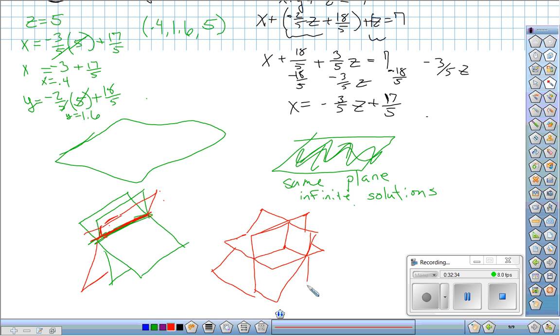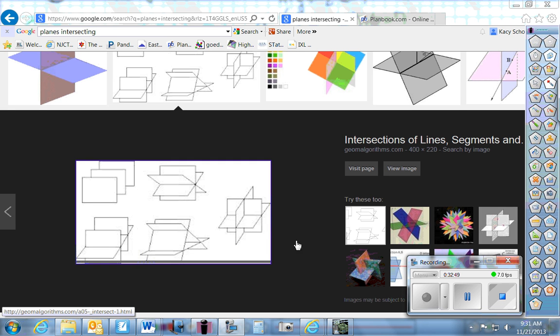Okay, it's really weird. A better thing would have been to just Google some pictures of what's actually happening. Let me look up some pictures. Okay, so these are the types of intersections you can have. Sorry that I tried to draw something for you.